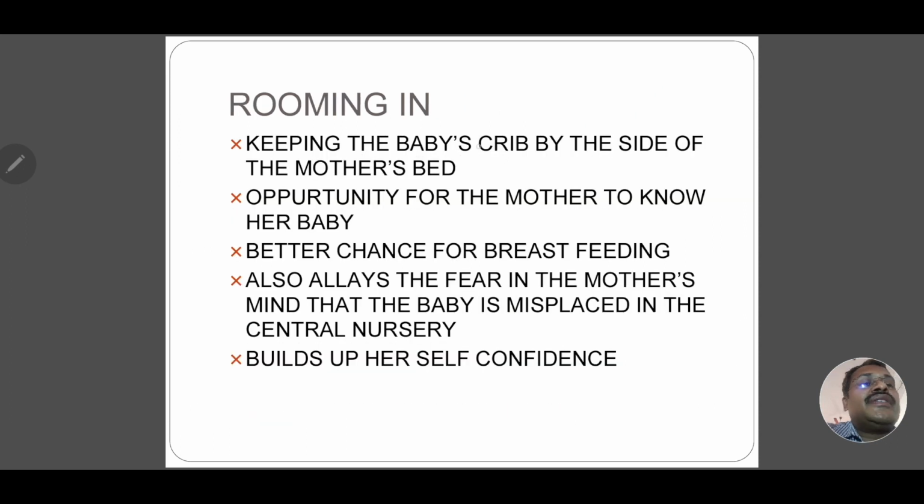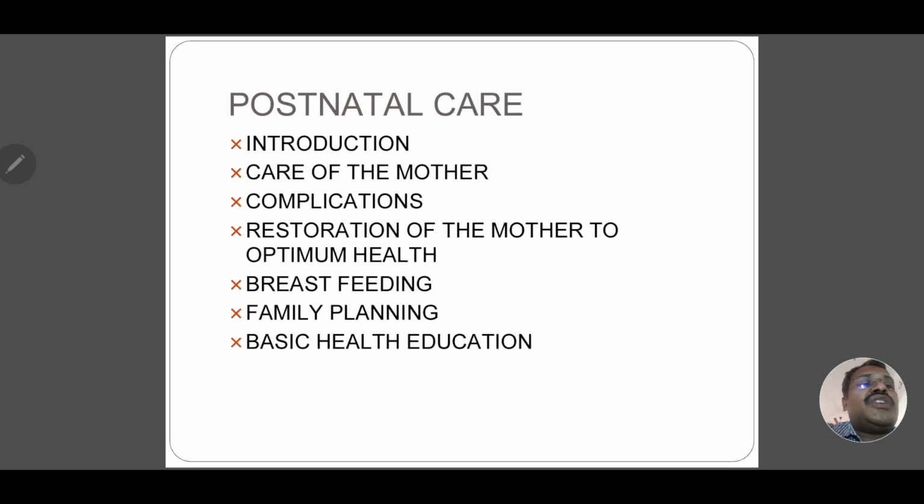Rooming in the baby: after the delivery, the baby will be kept near the mother, by the side of the mother. This gives the opportunity for the mother to know her baby, and a better chance for breastfeeding. Also, the fear in the mother's mind that the baby is misplaced in the nursery will be alleviated, and it builds up her self-confidence. So the last part is postnatal care.